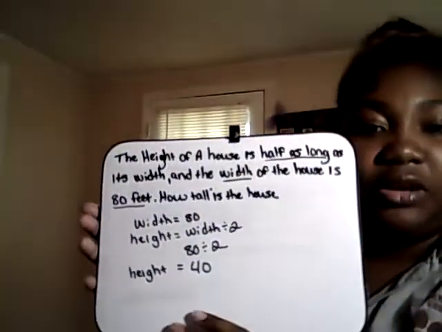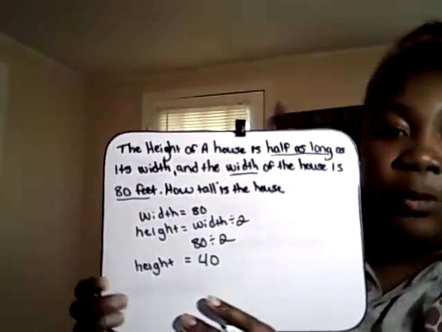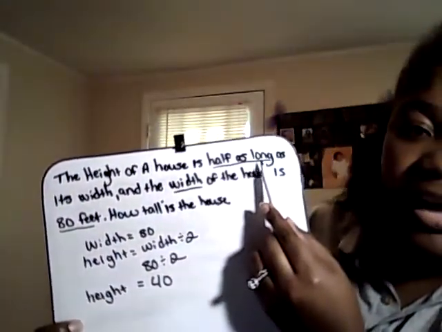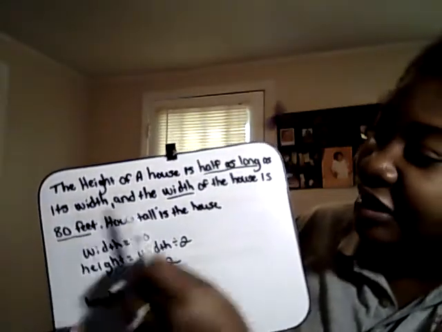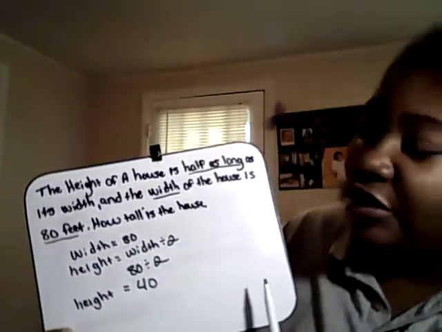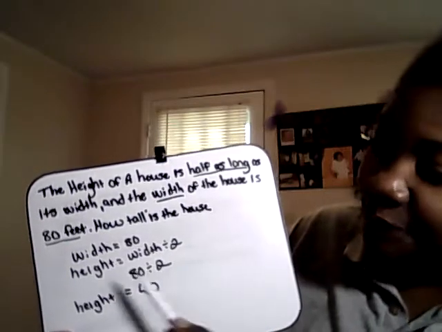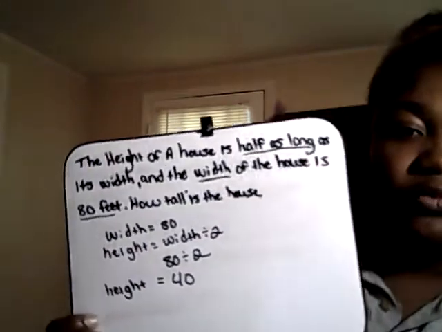So that's how we solve this first example. I went off the keywords. It says half as long as its width, and it says the width of the house is 80 feet. So I had to say half as long, so half of 80. Or if you just know off the top of your head, that's fine too. But I just wanted to show the steps so that you could figure out how I got 40. So half of 80 is 40. That's the answer for the first example.